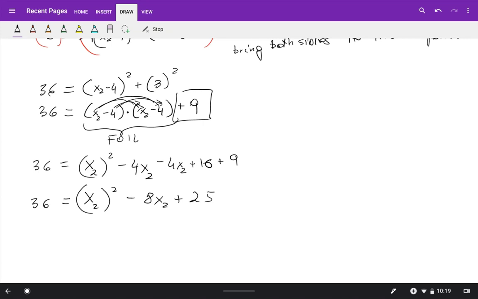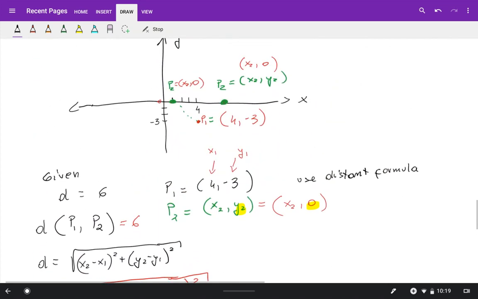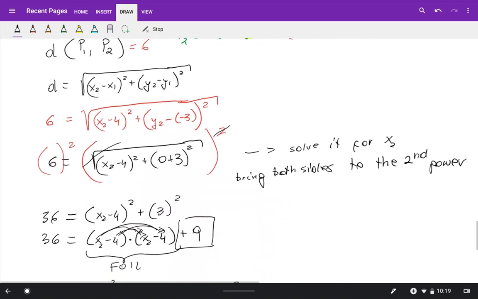Now this is a quadratic equation. Just for simplicity, I'm going to replace that x2 with x, so it's not confusing, because the 2 is just an index, which represents the coordinates of the point we're trying to find. So let me just drop it.